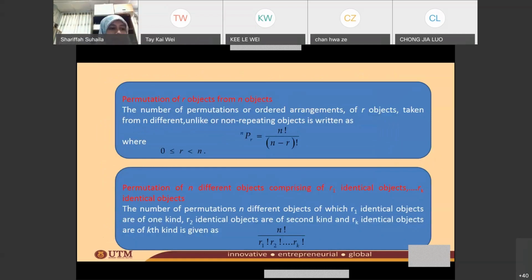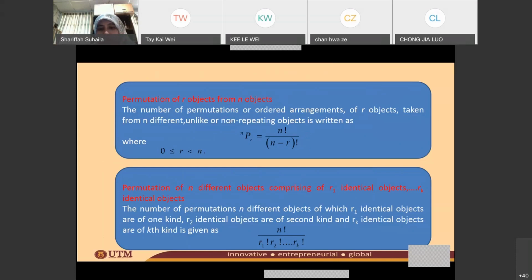Next, you will have permutation of r objects from n objects, and the other one, n objects comprising r identical objects. First, let us look at r objects from n objects. The number of permutations or ordered arrangements of r objects taken from n different, non-repeating objects, you can write as nPr. From n, we choose r objects, so it gives you n factorial over n minus r factorial, if the objects are different.